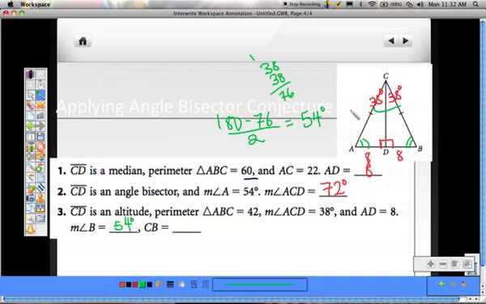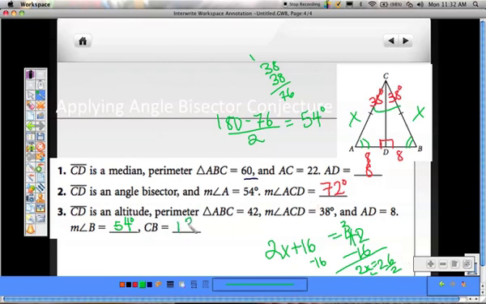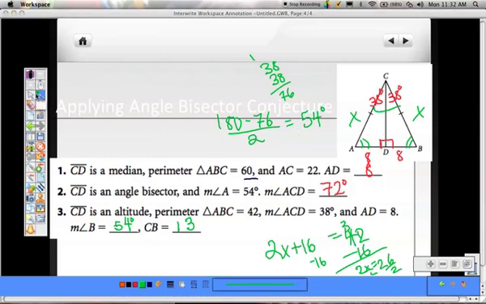CB, okay, so these two sides are the same. And this length is 16, so we have 2x plus 16 if we add all the sides. That equals 42. Solve for x, so subtract 16 from each side first. We get 26. Divide by 2. So x equals 13. So this side is 13. Okay, so you'd have to know how to set up the equations, you have to know what's equal, and so on to solve.